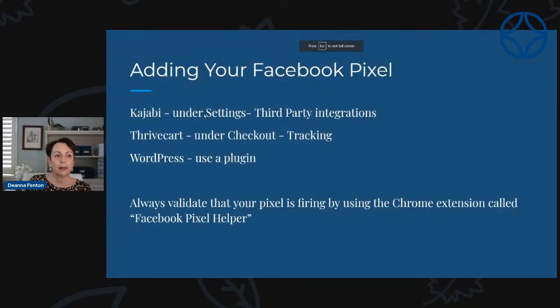Now, real quick, as I said, it's under Settings, Third-Party Integrations. Under Thrivecart, if you go to Checkout Tracking, you can put it there. WordPress, I would use a plugin. When you're doing WordPress, though, you probably want to get that whole code snippet, which was the option I skipped. You want to copy that code, and that gets pasted into a plugin specific for that, and it will want the code. Always validate that the Pixel's firing, just like I did with the Chrome extension.